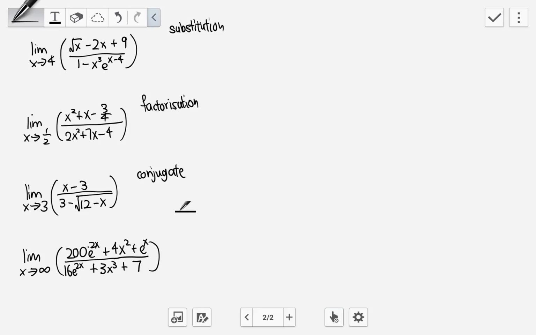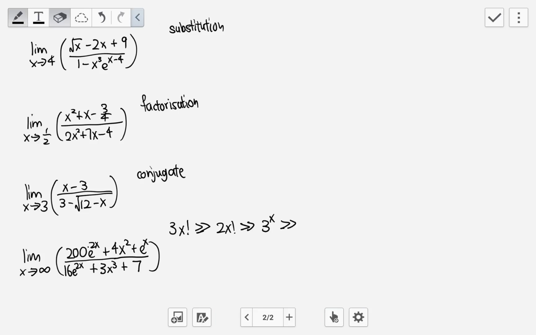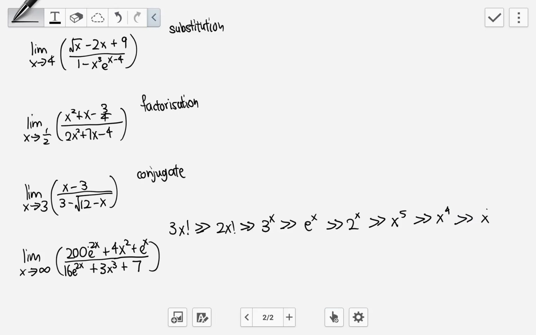this one is knowing by going by this. So 3x factorial is greater, of course, than 2x factorial, and so on and so forth, to hope you get 3x, so 2x, because e is a number between 2 and 3, and so we have x to the 5, for example, x to the 4, so x squared, x cubed, and so on and so forth.